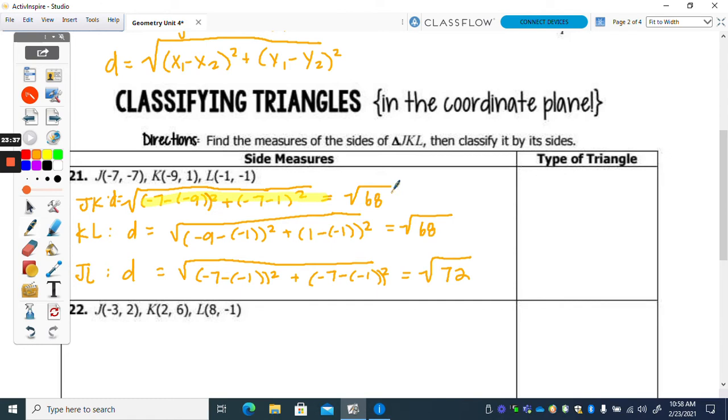So now we can look at the distances of all these three sides, and we know that two of them are the same, right? So this is an isosceles triangle.